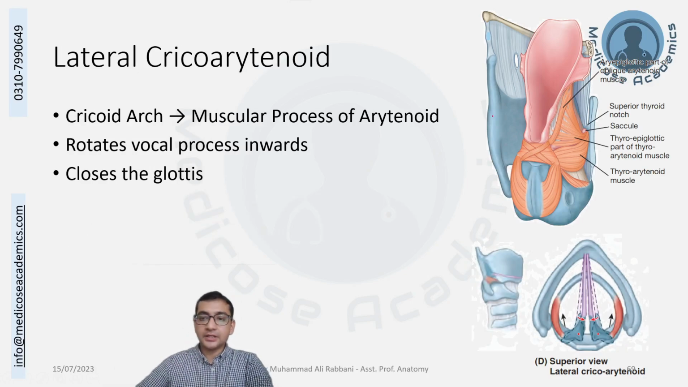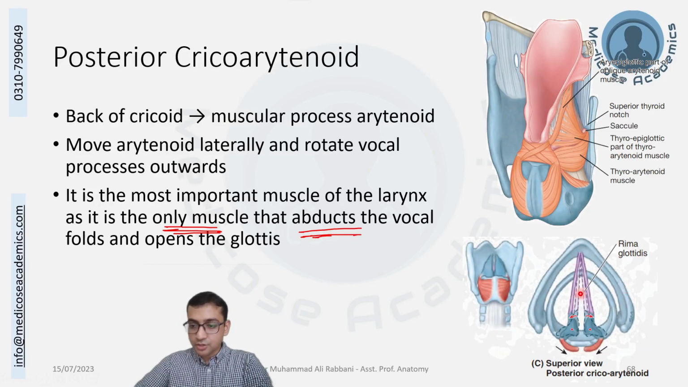Lateral cricoarytenoids are just doing the opposite. They are shown right here. They are arising from the arch of the cricoid cartilage, and they are inserting on the muscular process. So the previous muscle that we talked about was approaching the muscular process from the back and pulling the muscular process back, and the vocal process is laterally abducting.